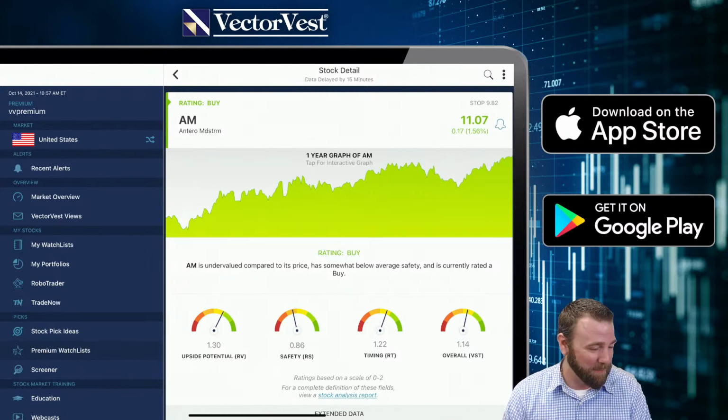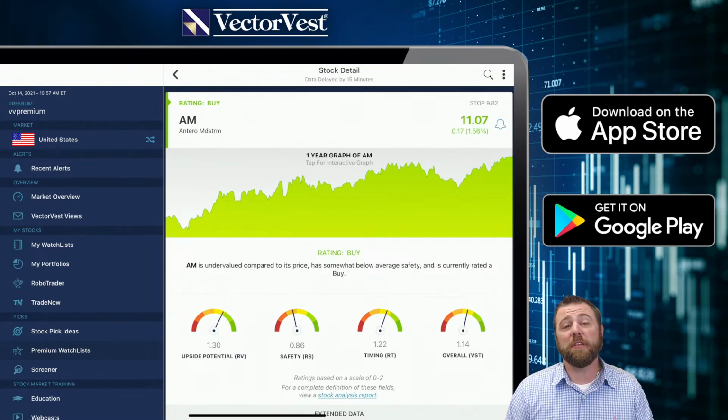I appreciate it greatly. So what we're looking at here is AM, starting off with the RV, the relative value. Relative value is looking at the long-term potential of the stock over the next 1 to 3 years. So at 1.3, that tells us this stock has really good long-term potential over the next 1 to 3 years.